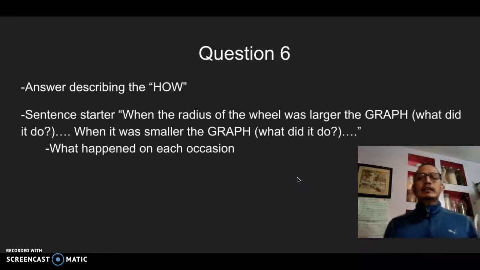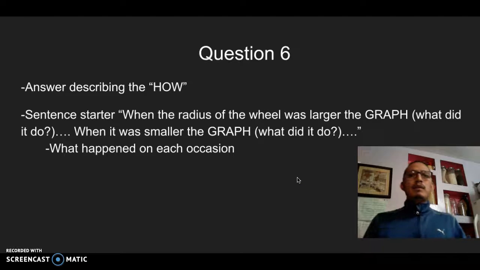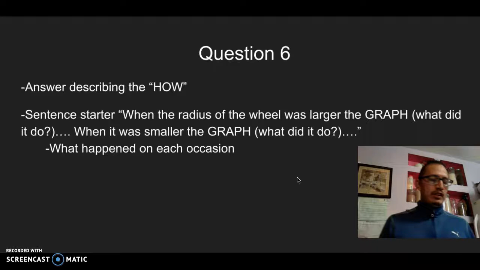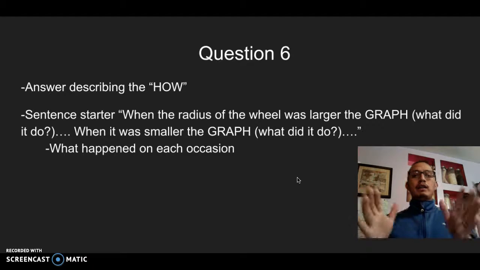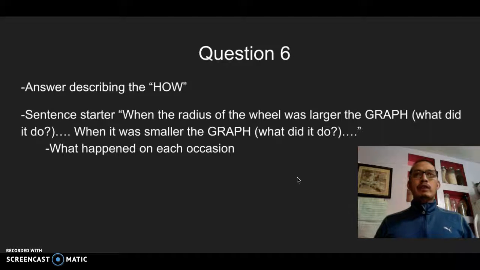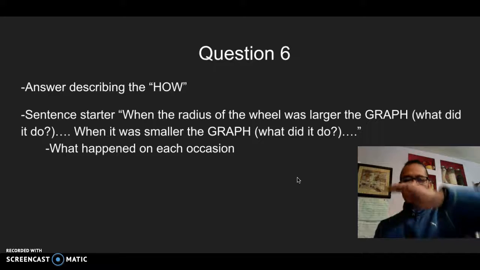Question number 6. This is probably where most people struggle. I need an answer that describes the how. For example, the question was, how would your graph change if the radius of the wheel was larger or smaller? This is when we start comparing our Ferris wheel to our sine function, right? Our sine function that goes like this.